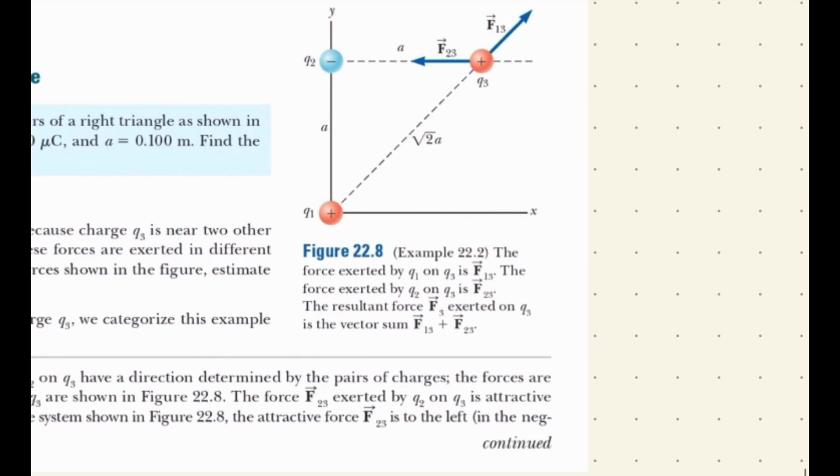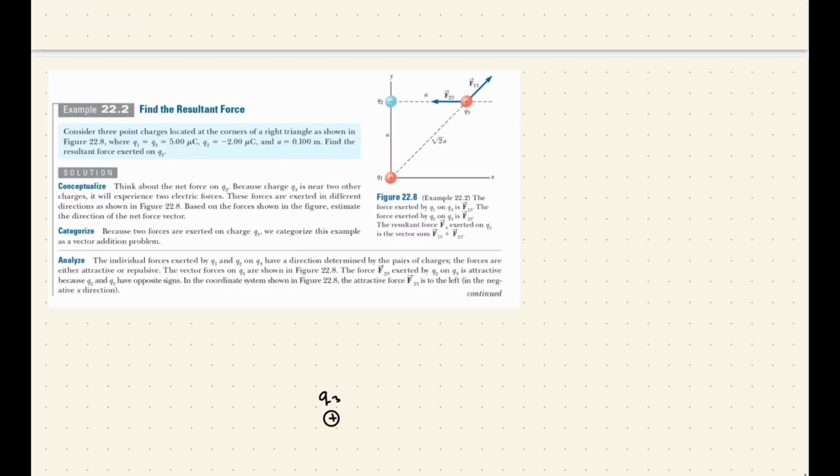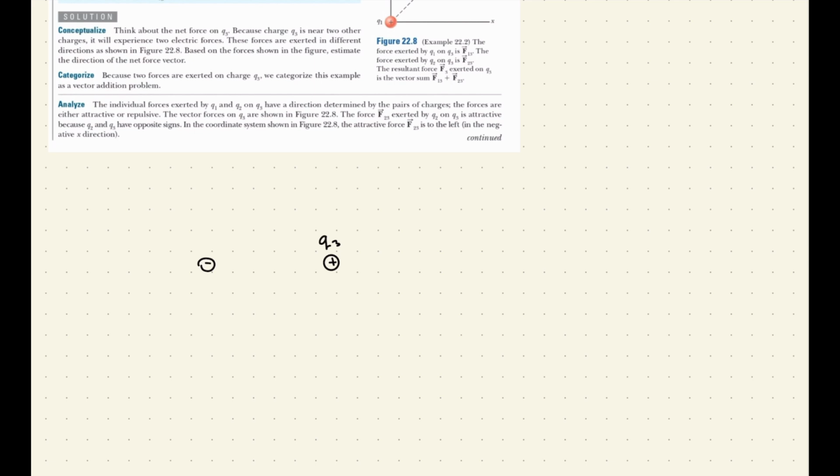And very nicely, they show us a picture here. So I'm going to redraw this picture over here just to show you guys what's going on. We have this guy, which is Q3. This is plus, right? Over here, it has a minus charge, and over here, it has a plus charge. Q2, Q1. Coulomb's law works on a line joining these two guys. So you can find the force acting on these two guys.